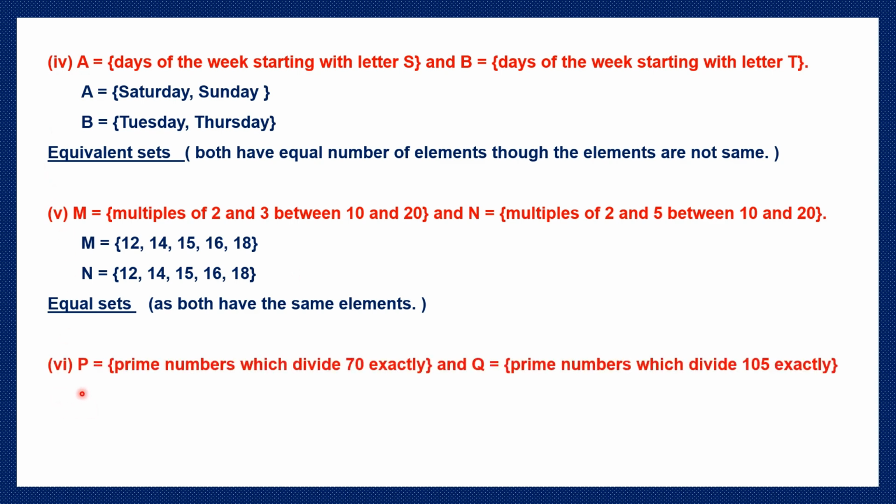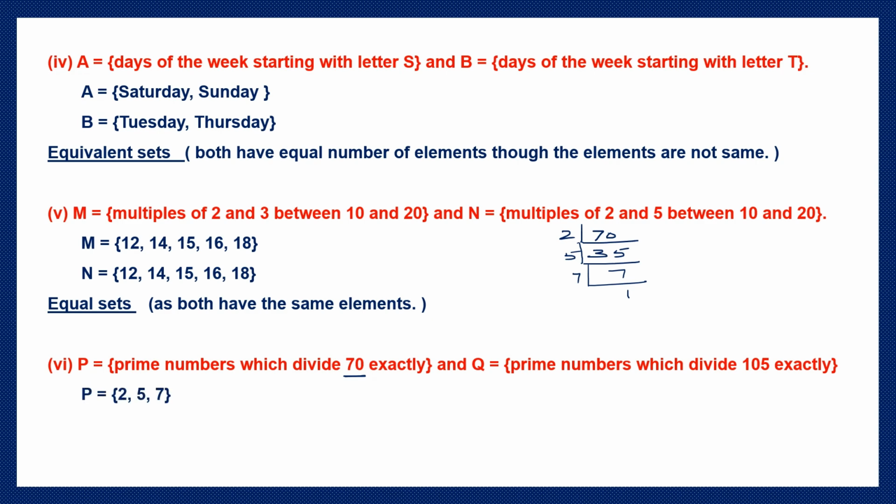Question 6. P is prime numbers which divide 70 exactly and Q is prime numbers which divide 105 exactly. Now, how do we get that? So what we can do is let's find the prime factors of 70 first. So prime factors of 70 will be, now divide this by 2. 2 into 35 is 70. Then you can go to 5. 5 sevens are 35. Then we can divide it by 7. 7 ones are 7. So the prime numbers which divide 70 exactly are 2, 5 and 7.